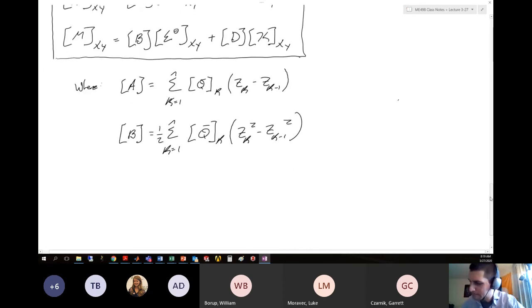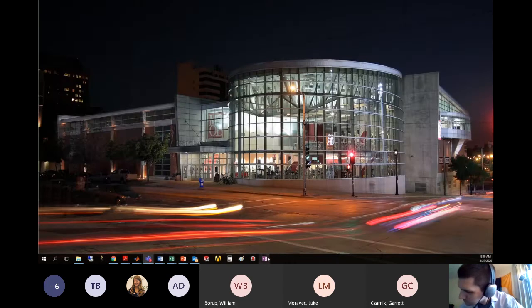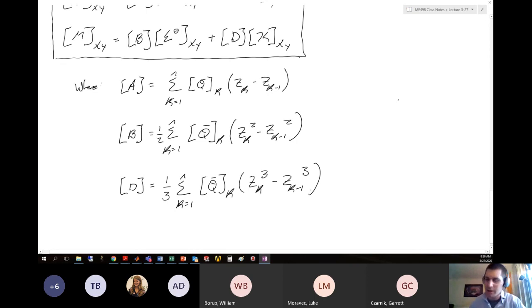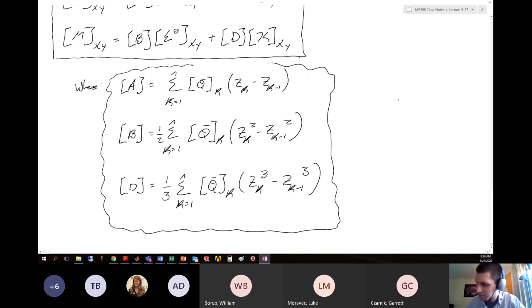And then finally, the D matrix is 1/3 summation from k equals 1 to N of the stiffness matrix Q bar of layer k multiplied by z_k cubed minus z_k minus 1 cubed, right? So these generally are your stiffness matrices for the laminate, right?